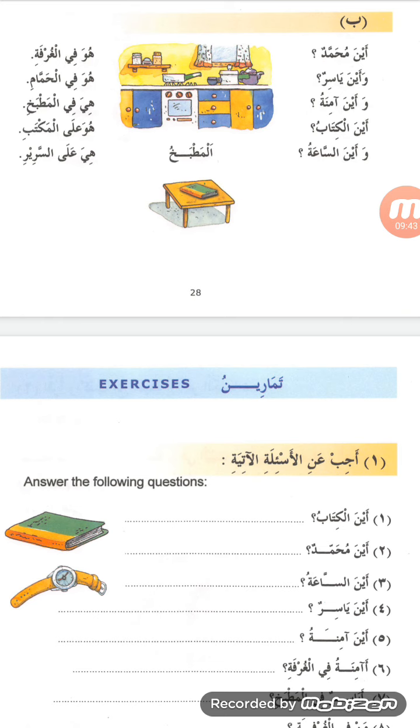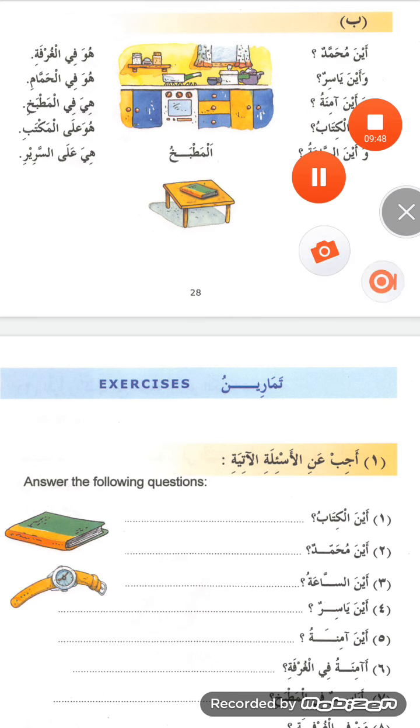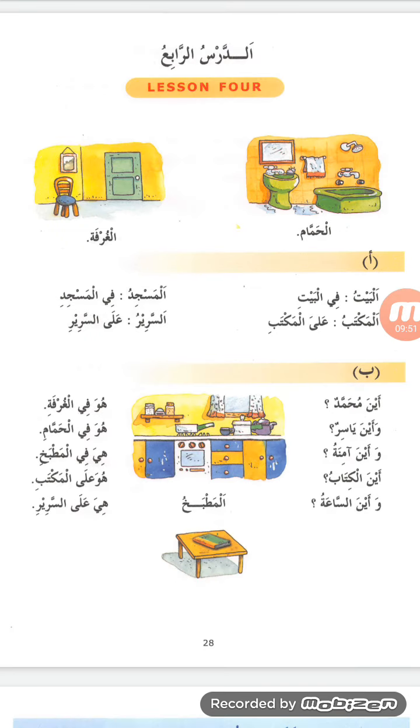So let's have a look at the final example. Wa aina as-sa'ah, and where is the clock? As-sa'ah means the watch. As-sa'ah is a feminine noun. In Arabic, if the noun ends with a rounded ta, this ta is a sign that this noun is feminine. This ta is known as ta marbuta, at-ta al-marbuta, the round ta. So wa aina as-sa'ah.